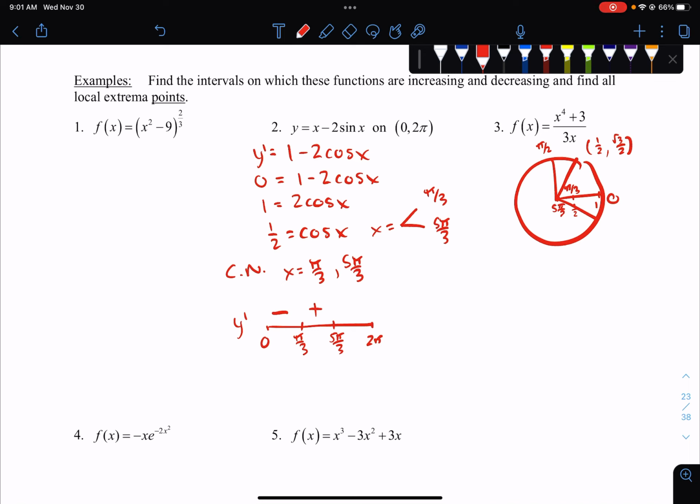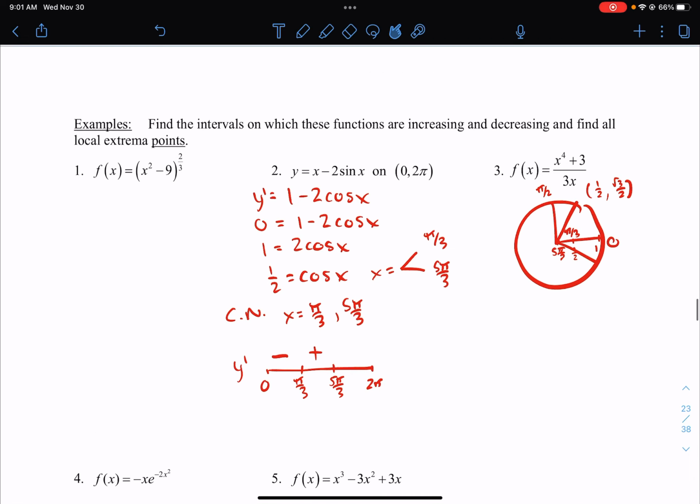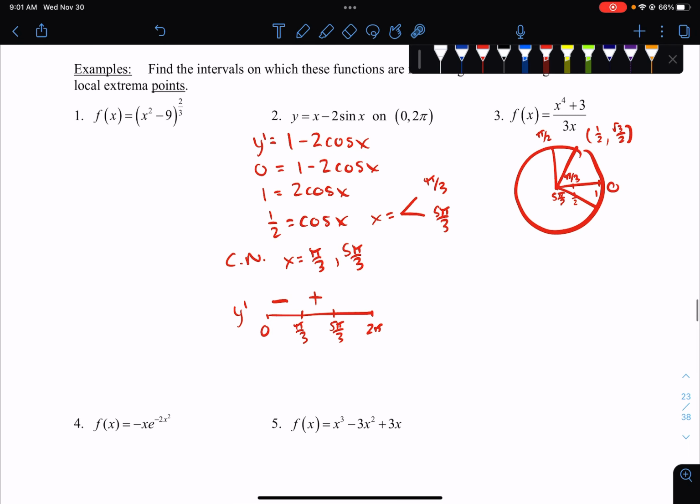Right now, some of you are like, oh my gosh, this doesn't make sense. Good. We'll show you the number way in a minute. In between 5 pi thirds and 0, my x value is bigger than 1/2, which means when I times it by 2, I'm going to get something bigger than 1, which means when I subtract it from 1, I'm going to end up with a negative.